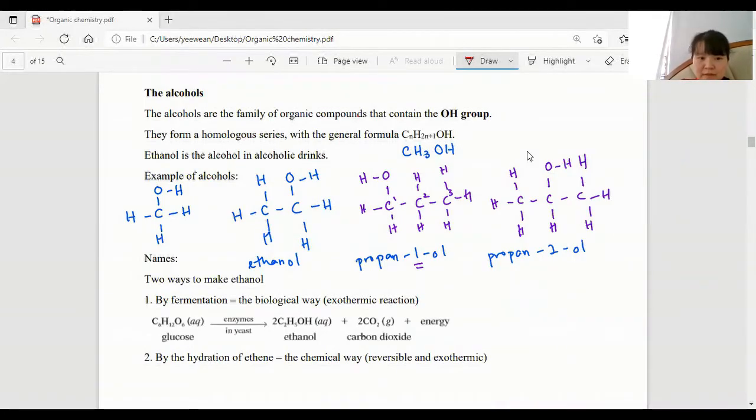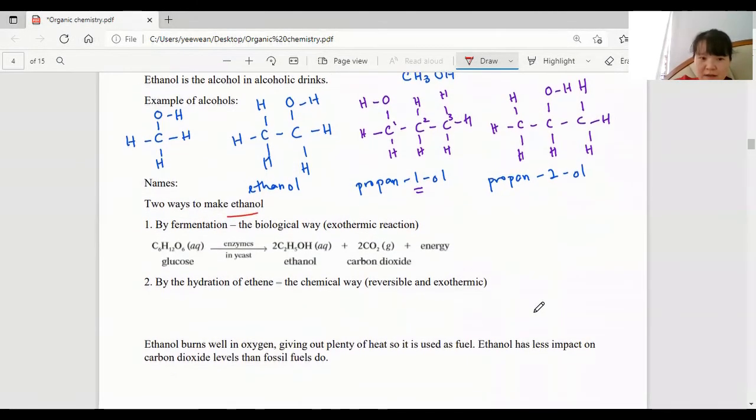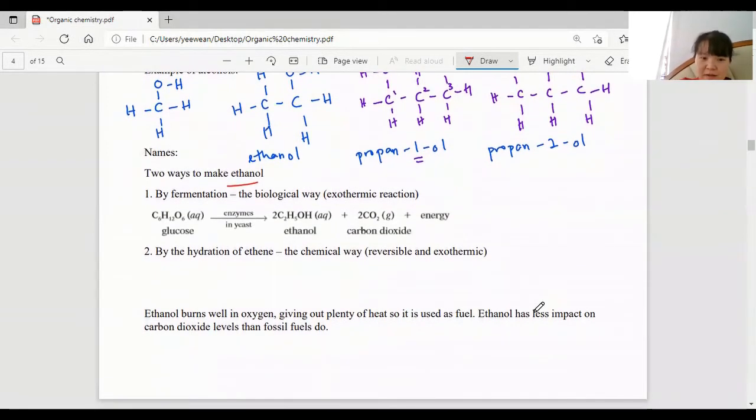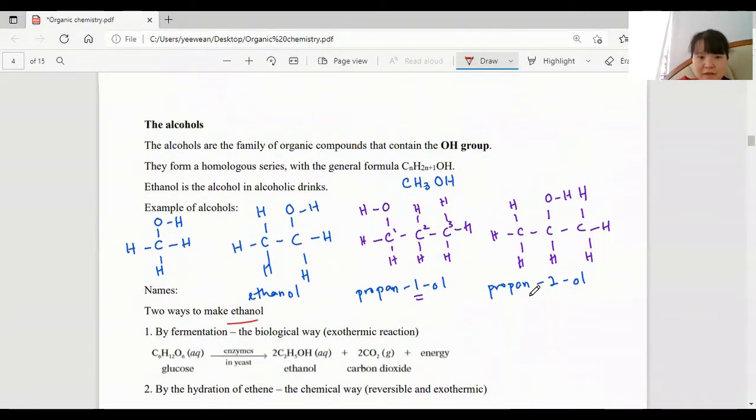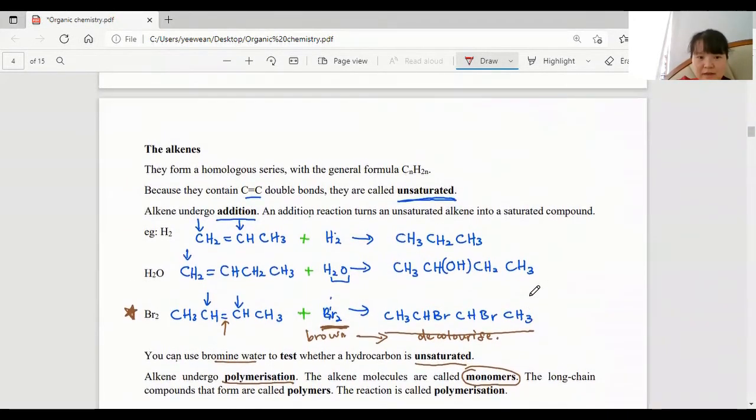We learned 2 ways to make ethanol here. One is by fermentation, that's the biological way. This is an exothermic reaction. And the other way is by hydration of ethene. This is the chemical way. It's reversible and exothermic. So hydration of ethene looks like this. We did it here.